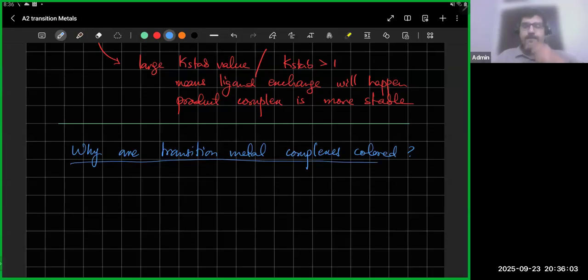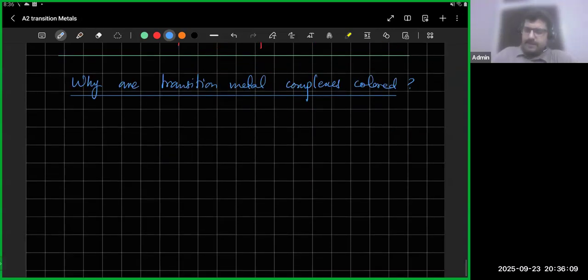That's question number one. Again, that's a typical question. It's going to be asked in every paper. And it's got a very typical answer as well. But before we move on to transition metal complexes being colored, it's all because of the d-subshell. There's something going on with the d-subshell. So we need to understand what the d-subshell is.